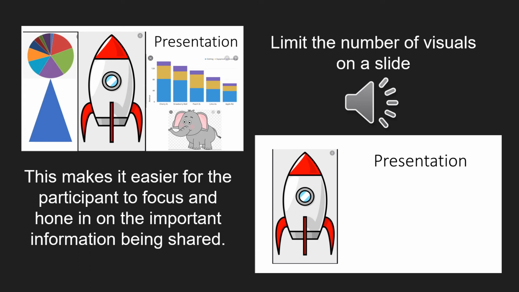Avoid visual clutter. Limiting the number of visuals on a slide makes it easier for the audience to key in on the important information being shared. On the top left, you see a slide with multiple pictures. On the bottom right, you see a slide with just one picture. This slide makes it easier for the participant to focus and hone in on the important information being shared.